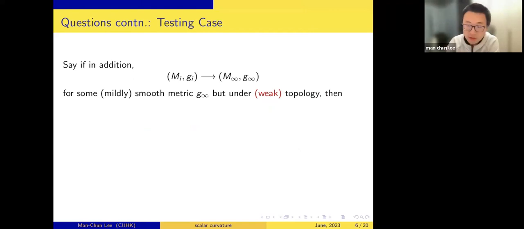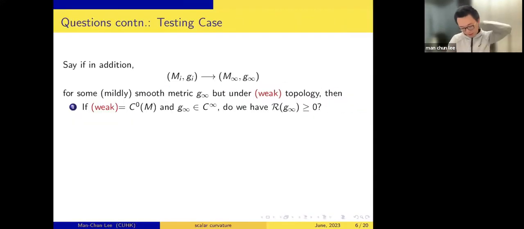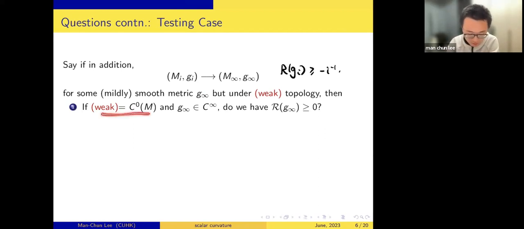All right, so this is the next testing case, which is easier than the question I raised at the very beginning. So if I assume we have a limit which is smooth, but the convergence is a weak convergence, and assume we have regularity on the limit for some reason, and I'm focusing on the case when the sequence has a lower bound like this, then if the weak convergence is like the continuous topology, do we still have scalar curvature non-negative?